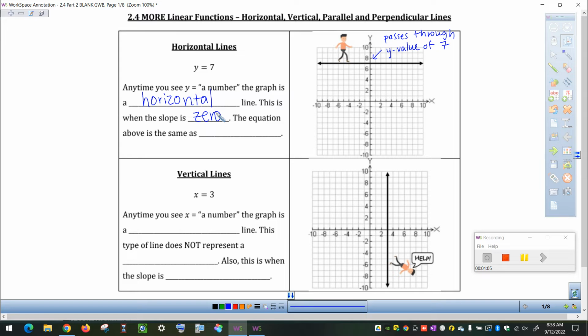And so the equation that we wrote earlier is actually the same thing as y equals 0x plus 7. We know that the slope is the number that's multiplied in front of the x in our equation. And so it's really equal to 0, but 0 times anything is 0. So if you have a 0 in front of the x, you don't even have to write the x there.